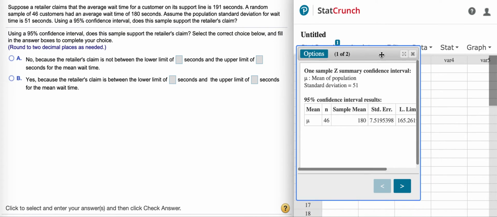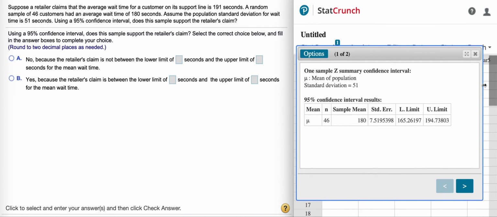And so in this table, they have given me the lower limit and the upper limit. Now I'm either going to answer yes or no. If I look at this, they claim it's 191 seconds. So since 191 is in that interval, I cannot dispute their claim. And so 191 being in the interval seems to support what they're saying. So using a 95% confidence interval, does this sample support the retailer's claim? Yes, in the sense that we can't refute it.